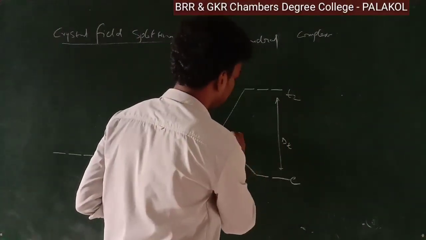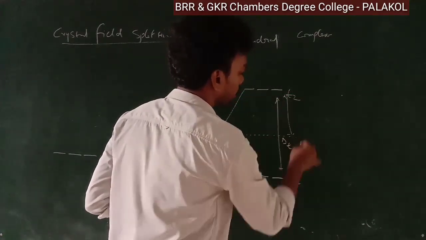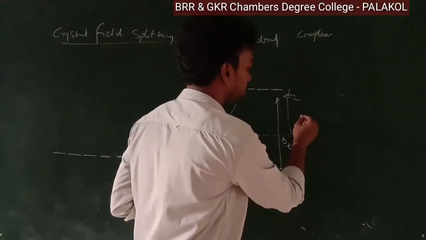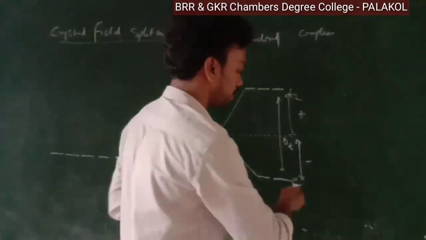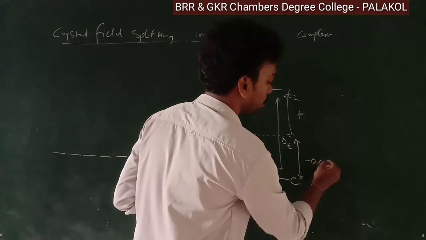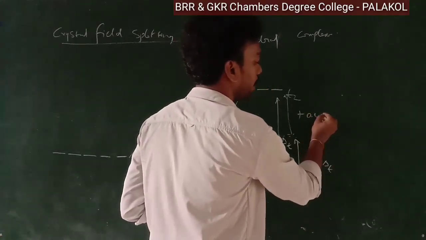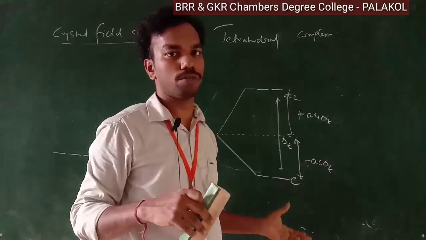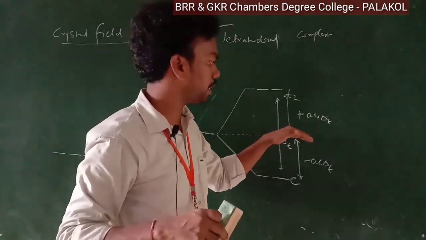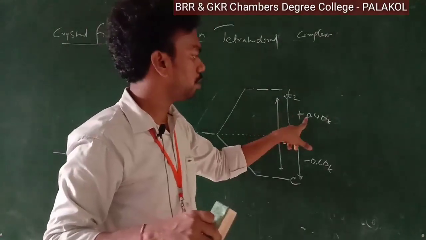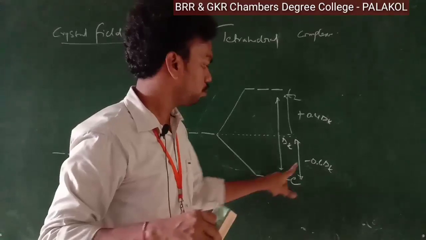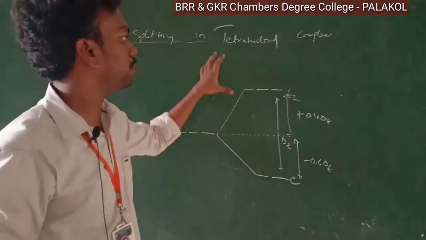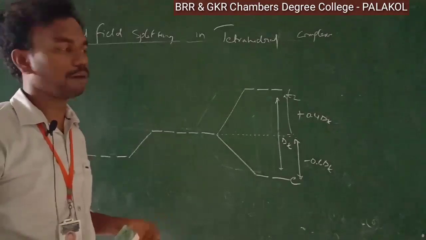Now this energy is measured from the barycenter. This energy gap has a higher energy level and a lower energy level. The higher is 0.6 delta T and the lower is 0.4 delta T. So 3 into 0.4 is 1.2, and 2 into 0.6 is also 1.2. So you have equal energy from the center; you should have equal energy. This is the splitting of tetrahedral complexes.